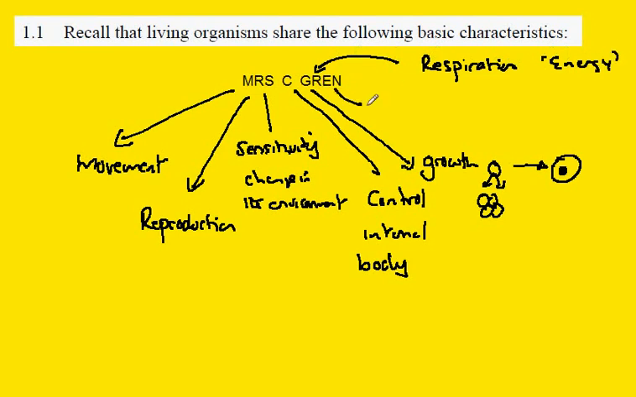E is excretion, which is getting rid of waste, waste that has been inside the cell. And finally, N, if we can just squeeze it in here, is nutrition. All living things require nutrients. Syllabus Statement 1.1, The Basic Characteristics of Life.